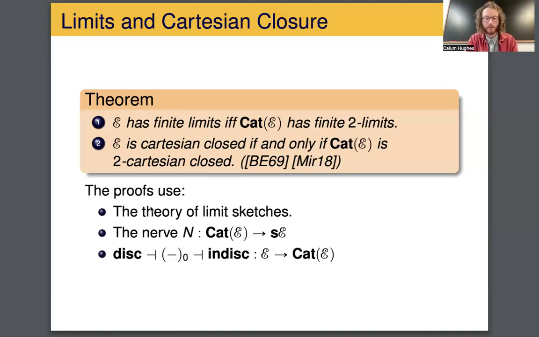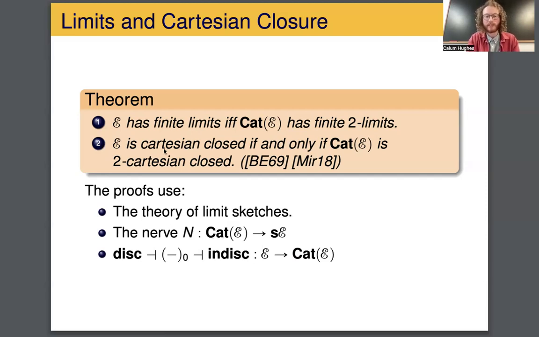And so the proof uses the theory of limit sketches. So Cat E is a limit sketch. And so a kind of theory of this tells us that we have Cartesian closure, for example, in the one-dimensional setting. Also of use is this nerve functor that takes internal categories to simplicial objects in E.